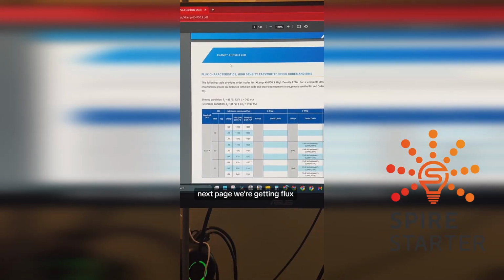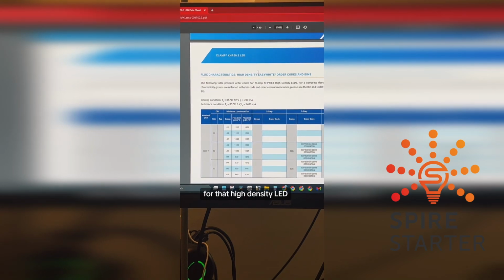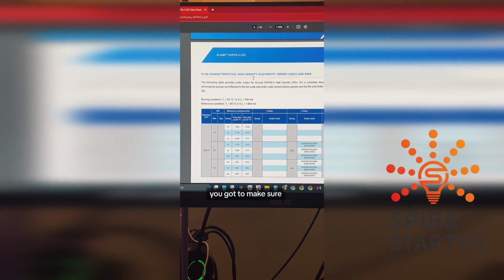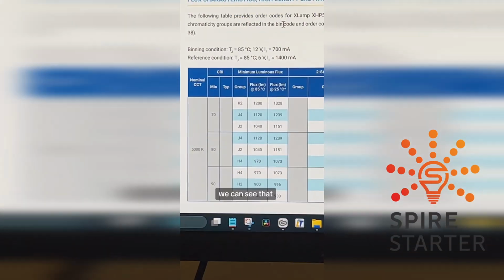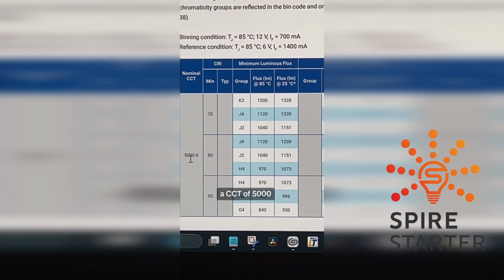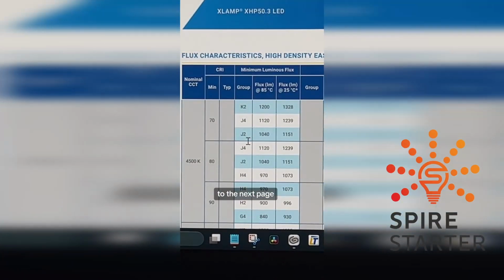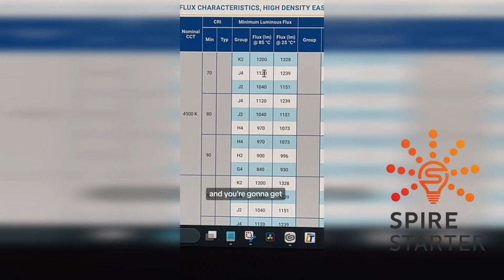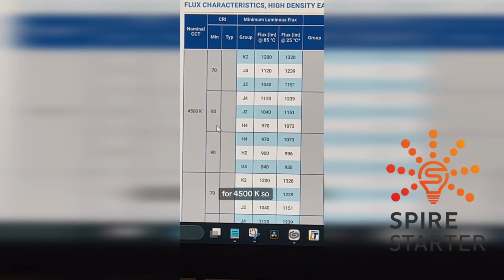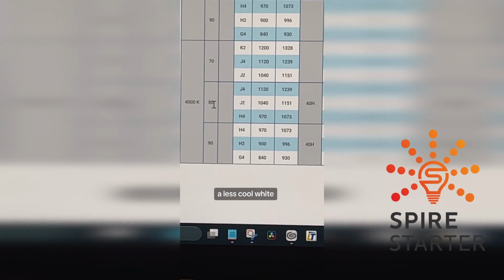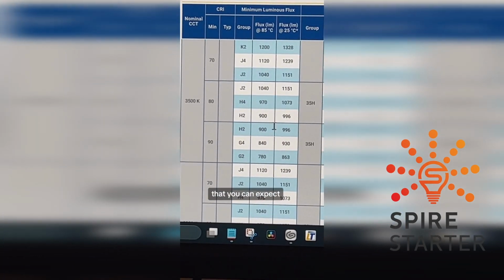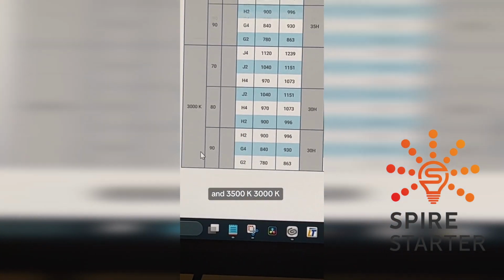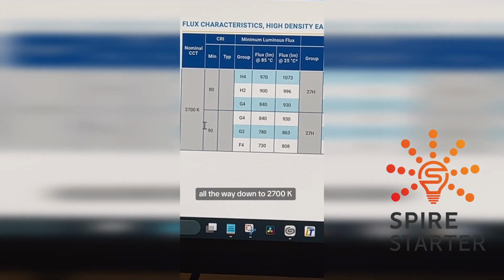Don't do that. Next page, we're getting flux characteristics specifically for that high density LED with the dome on top. You have to make sure you know which chart you're looking at for this one, because there are two types of LEDs for this datasheet. But if we look closer, we can see that this is for nominal CCT of 5,000K. And then if we go down to the next page, there's a different chart. You're going to get different amounts of lumens out for 4,500K, so a less cool white. And then for 4,000K, yet a different set of lumen values that you can expect. And 3,500K, 3,000K, they're all different, all the way down to 2,700K.